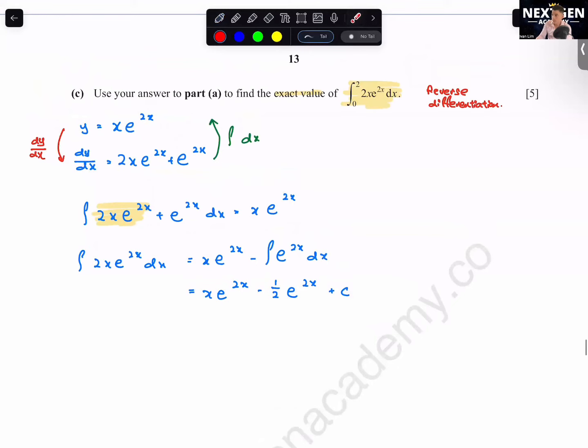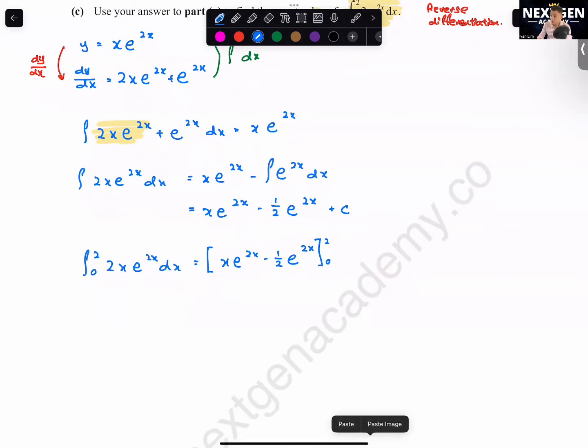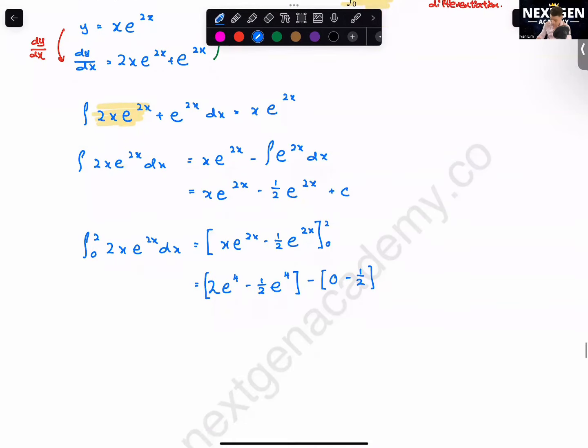This is an indefinite integral. They want a definite integral. So let's add the limits 0 to 2. The integral from 0 to 2 of 2x e to the power of 2x dx equals x e 2x minus 1 over 2 e to the power 2x, from 0 to 2. You can remove the c already. Substitute in 2 and 0. So here will become 2 e to the 4 minus 1 over 2 e to the 4, minus, this one will be 0, this one will be minus 1 over 2 times e to the power of 0, which is 1. What will you get here? You will get 2 minus 1 over 2, which is 3 over 2 e to the power of 4, plus 1 over 2.